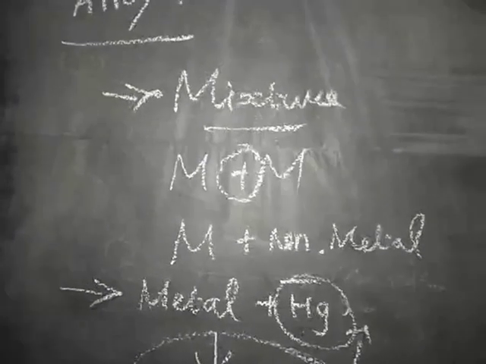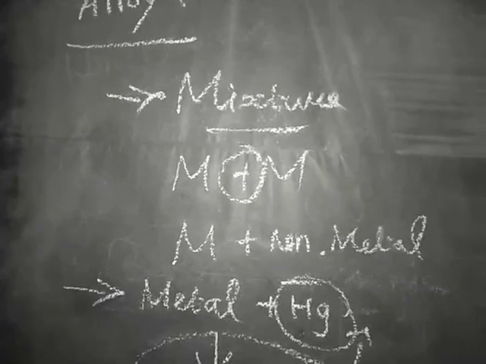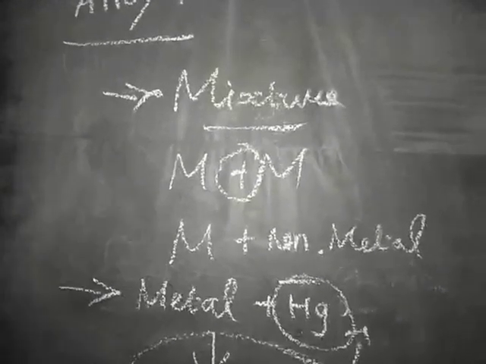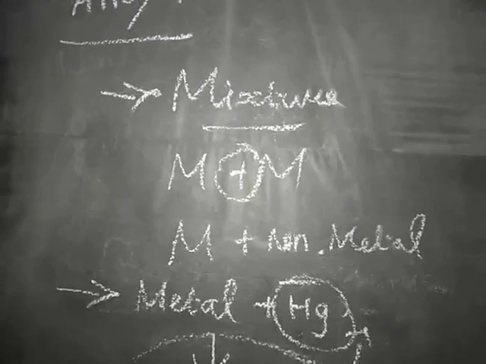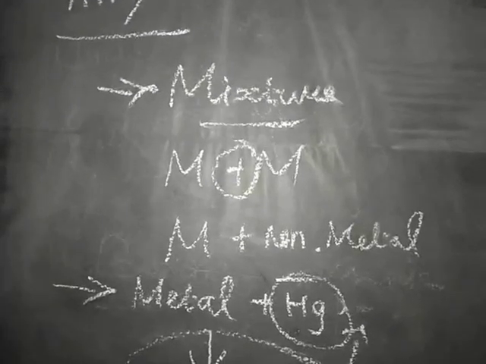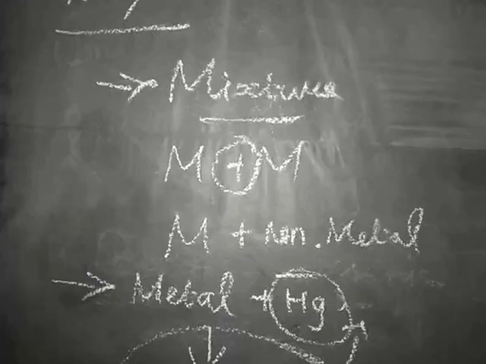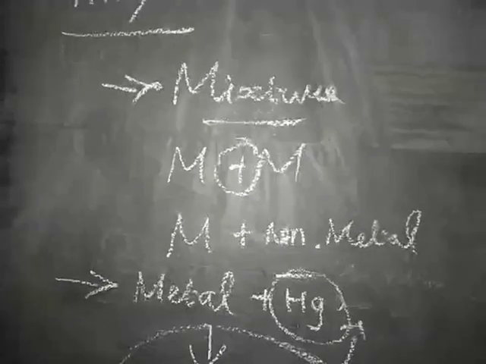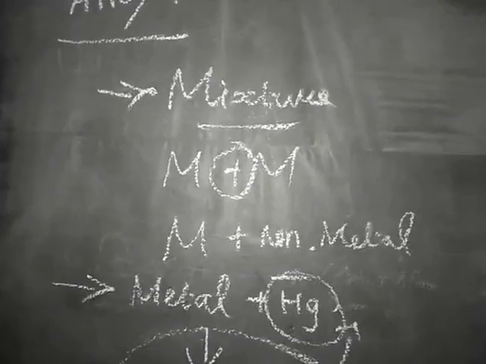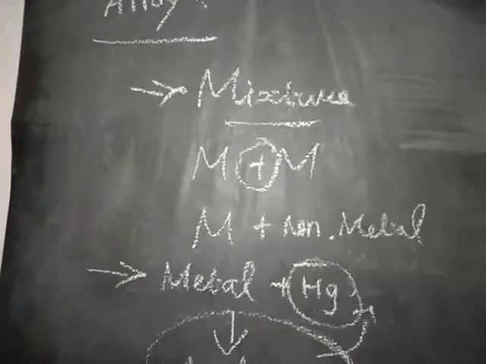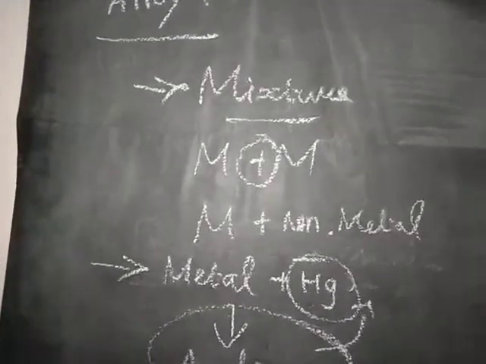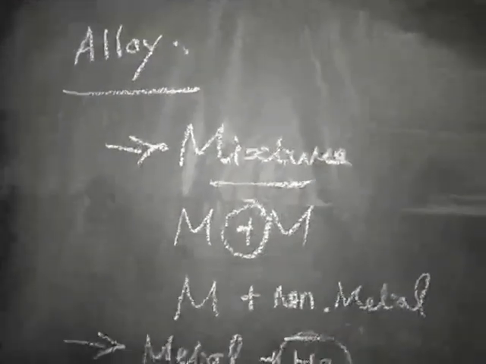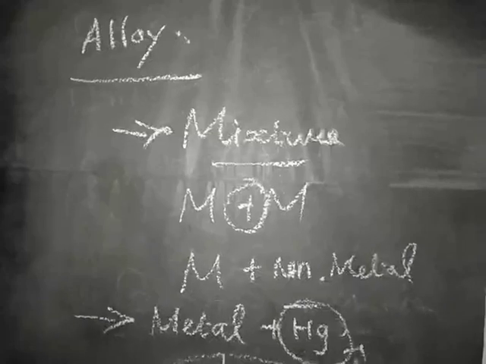Why do we want to make alloys? We have to reduce corrosion. We have to reduce the melting point and the boiling point. Next, the usage, meaning the lifetime, we have to increase when compared to pure metals. These are the advantages of alloys. So we have completed Lesson number 2, periodic classification of elements.